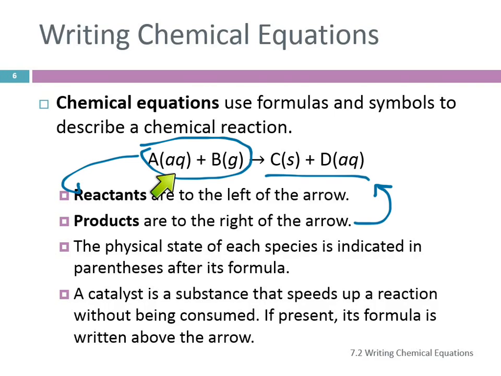In parentheses, these are called state symbols, and they're giving the physical state of the elements or compounds in the reaction. I think we've seen these before. AQ stands for aqueous, meaning it's dissolved in water. G is for gas, S is for solid, and L is for liquid. It's not shown there. We do not always indicate the states.